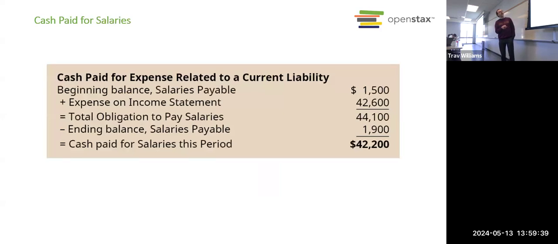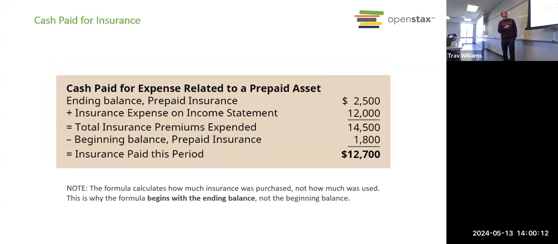For changes in current liabilities, figuring out how much you paid for your current liabilities, again it's a similar formula: beginning plus any new expenses for whatever, it could be salaries payable, taxes payable, any kind of liabilities. Start with the beginning, add any new expenses, subtract the end. Okay, so that's a familiar formula.